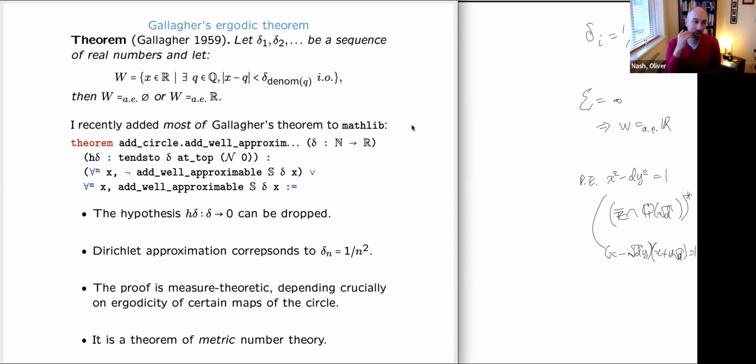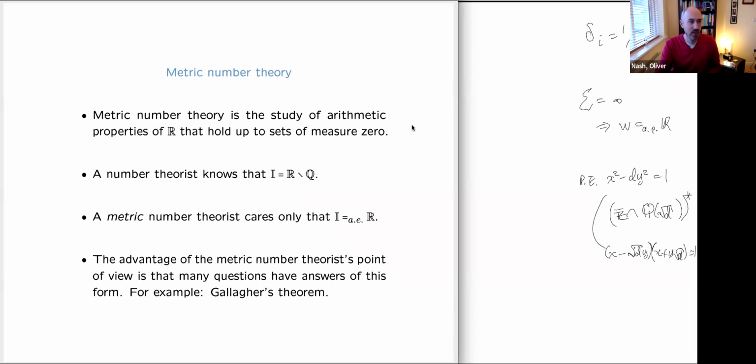And, you know, it's the ergodicity of certain maps on the circle. So you need to pass to the circle to get this result. And then finally, it's a theorem of metric number theory. So just to highlight, and this is why I was saying Dirichlet's theorem is a theorem of number theory, but Gallagher's theorem is a theorem of metric number theory.